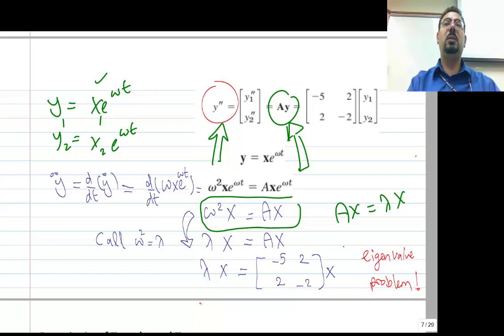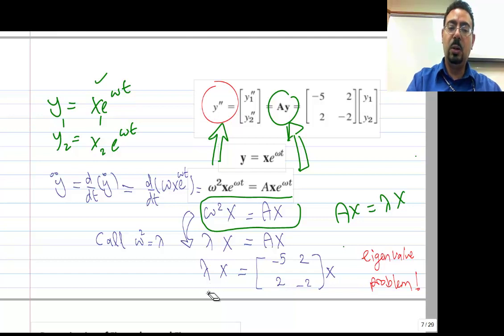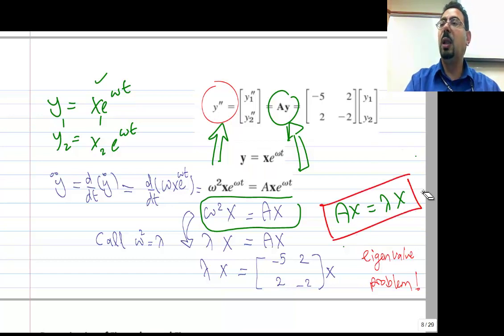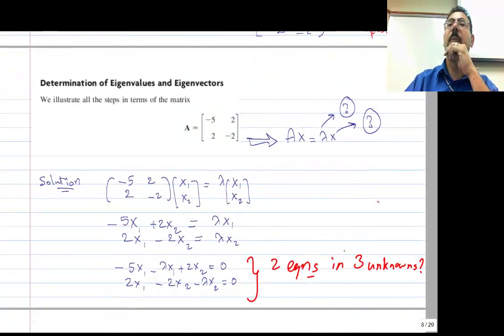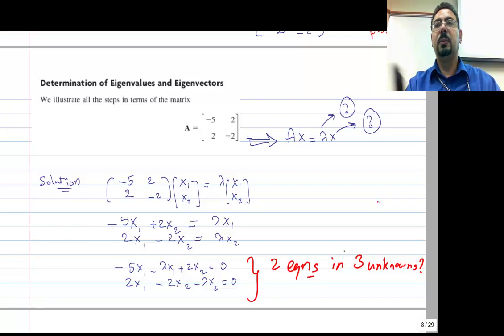So we said many problems in mechanical engineering and other engineering disciplines will end up resulting in this system, where you have lambda x equal to Ax. Okay, an eigenvalue problem. What's our job? To calculate lambda and calculate the x. Solve the system and get its eigenvalue. Alright? So let's do it.